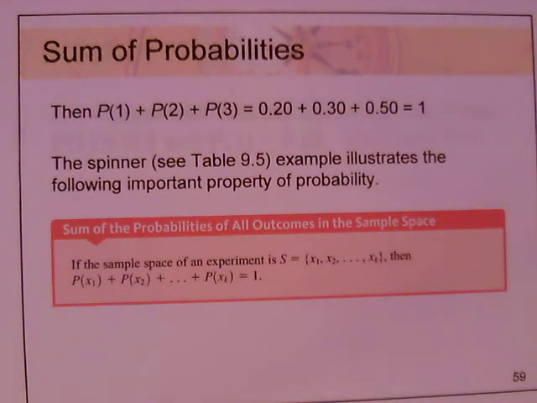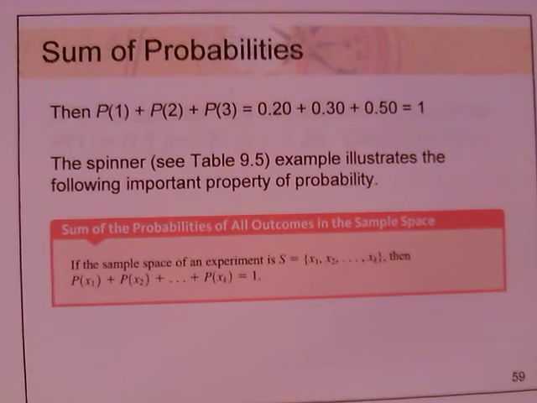So here, if the sample space of an experiment S is x1, x2, all the way up to x sub k, then the probability of x1 plus the probability of x2, and so on, all the way up to the probability of x sub k, must be equal to 1. And that will always be the case. The probability will always be equal to 1. Okay.